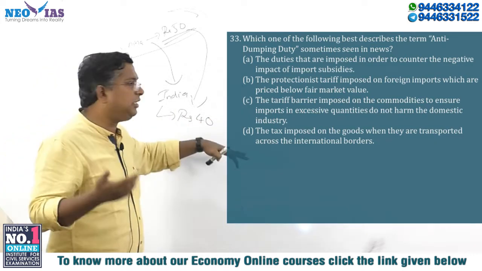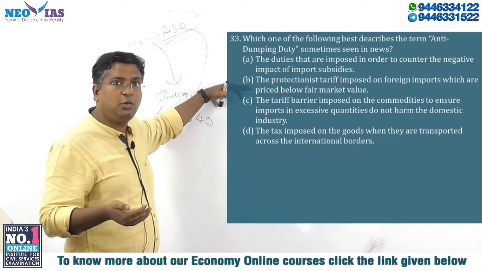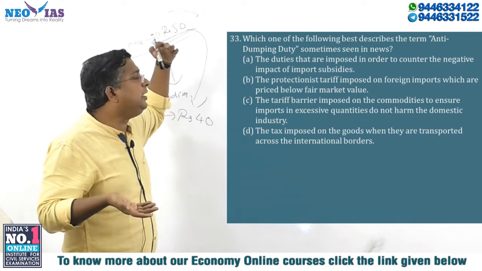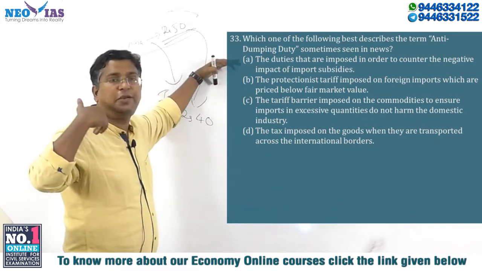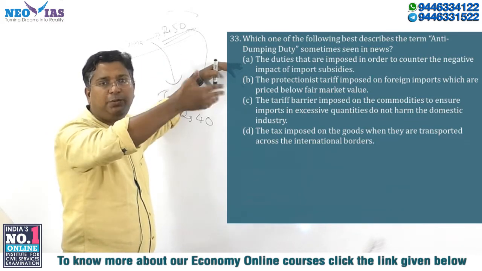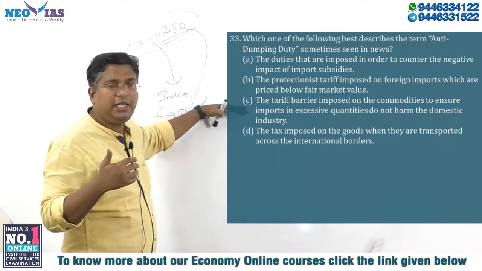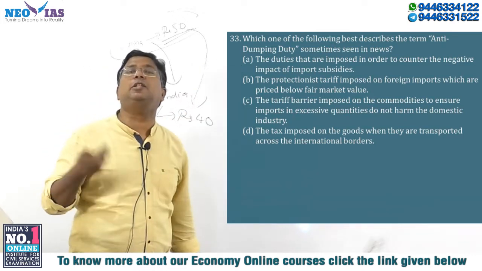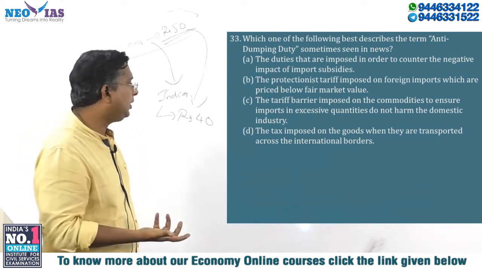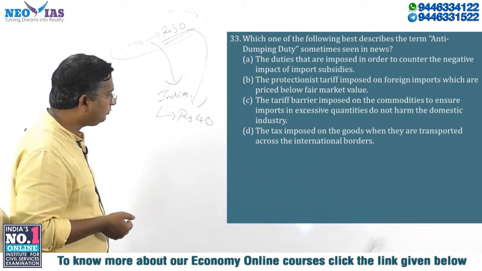Okay, so you need to understand what is safeguard duty, what is countervailing duty, what is anti-dumping duty. Anti-dumping duty is against dumping. Countervailing duty is against excessive export subsidies. That is, when the exporting country gives export subsidy, when it comes to India, it is import subsidy. So you need to understand. Safeguard duty is to safeguard the domestic industry in order to prevent excessive imports. So C is the definition of safeguard duty.